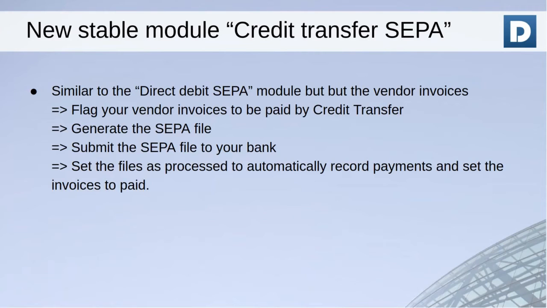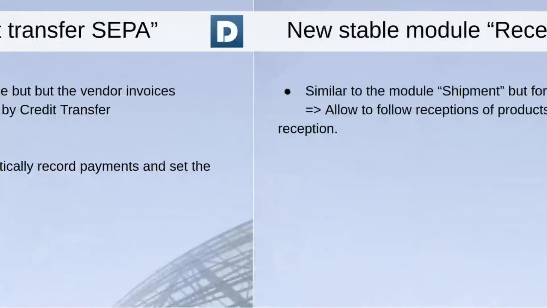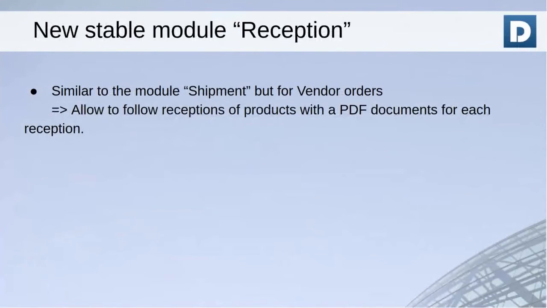There is a new module called reception. Well, it's not an important module because you can already record the reception when you make a purchase order. You can already record the reception of the product. But this module allows you to make receptions with a more accurate level. It is really similar to the shipment module you can use for your customer order, or your sell order.